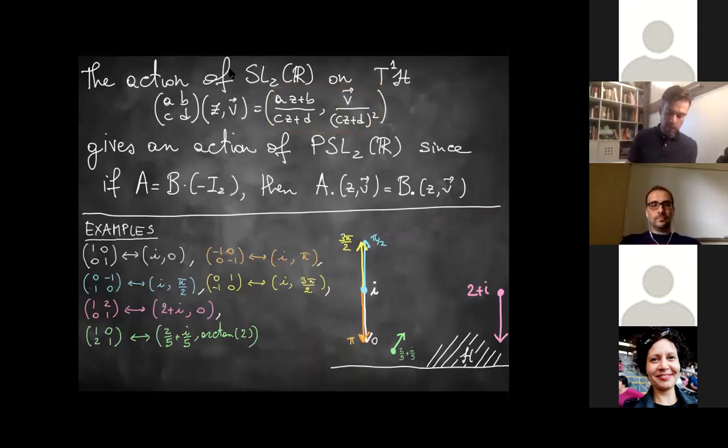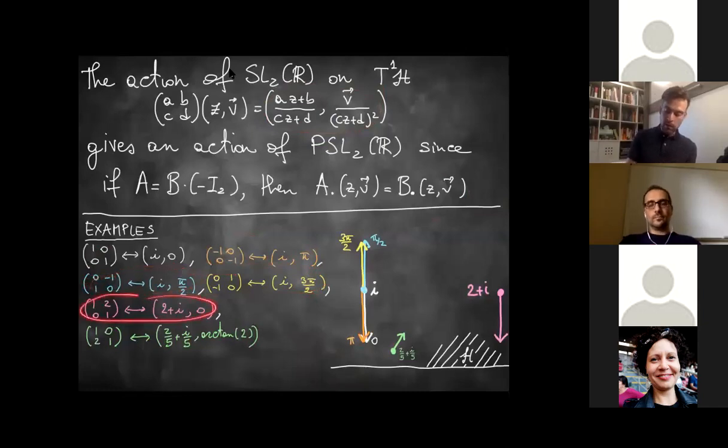Just to familiarize ourselves, here are some matrices written in terms of that representation. You can see that the identity matrix corresponds to sitting at the point i and looking down. If you look at minus the identity, again you're looking down because you have gone an angle of pi, but really the physical angle is twice that. So these two matrices are not the same unless you are in PSL, but in terms of what they do on the upper half plane, it's the same. You can see the same for these two matrices, where this matrix is a square root of minus the identity, for example.